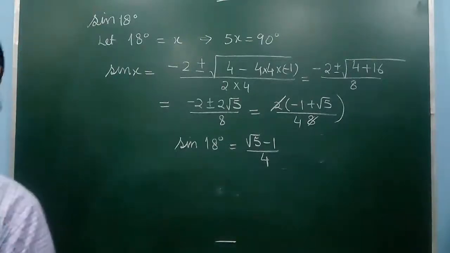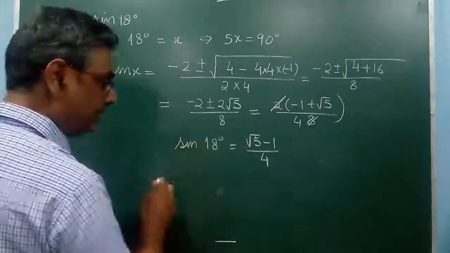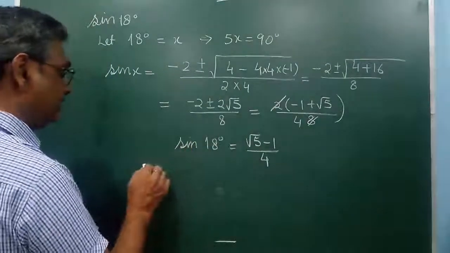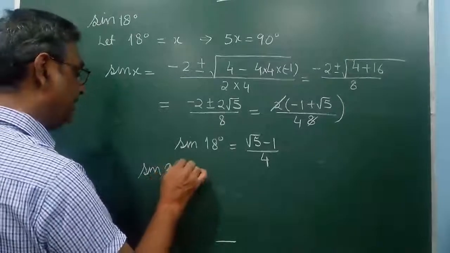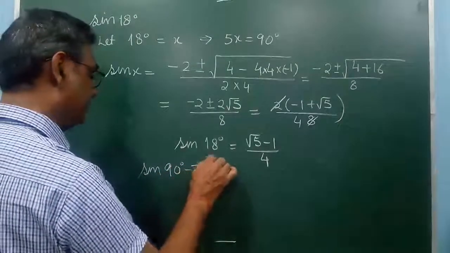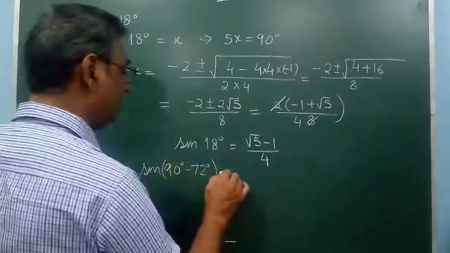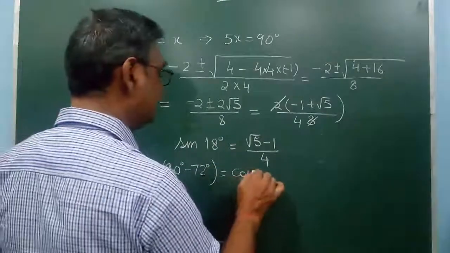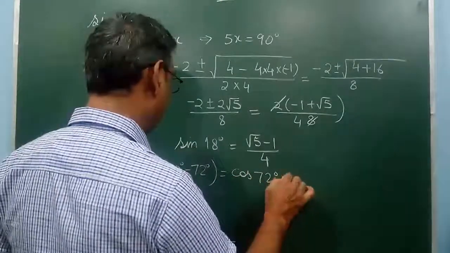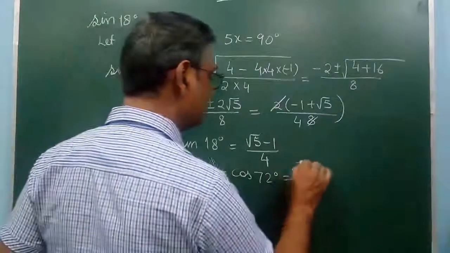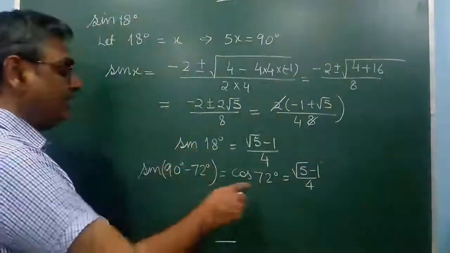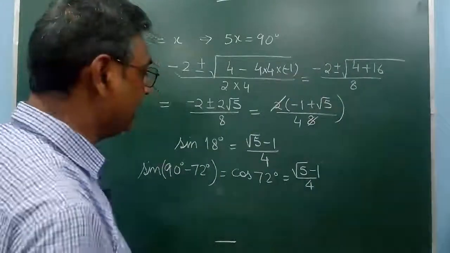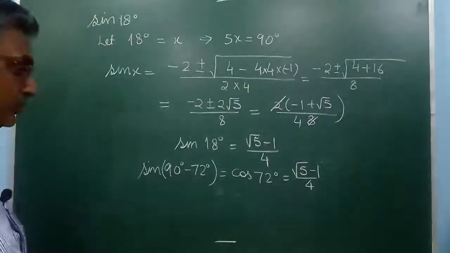Now, if we are knowing the value of this, we can write this as sin of 90 minus 72 degree, and this equal to cos 72 degree. And what is this? So this is root 5 minus 1 by 4, means sin 18 and cos 72 degree are having the same value.